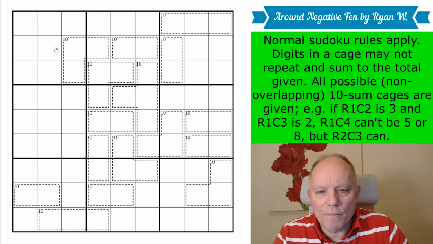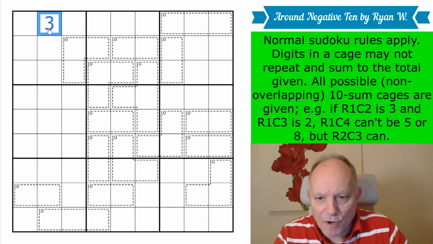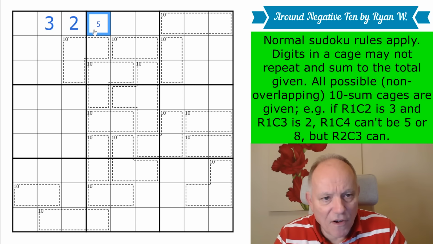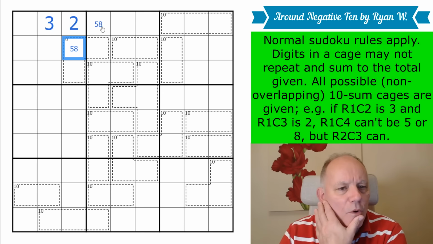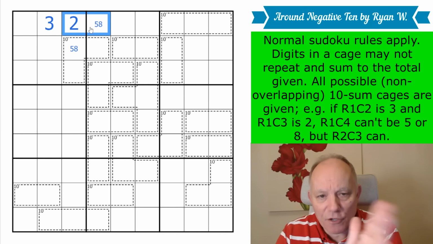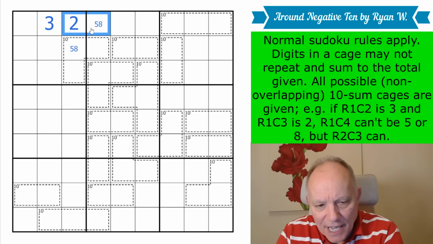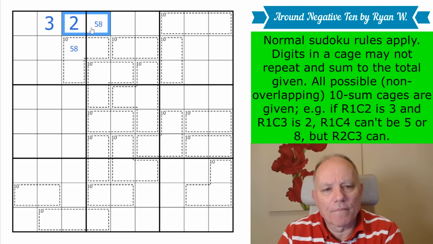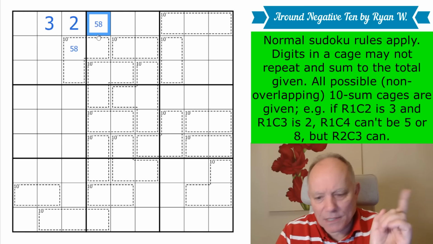For example, if row 1 column 2 is a 3 and row 1 column 3 is a 2, row 1 column 4 can't be a 5 or an 8, but row 2 column 3 can. So this explains the rule quite well. This couldn't be an 8 because that would be a 10 cage that could have been drawn in addition to the cages already drawn in the grid. And it hasn't been, so that's not an 8.